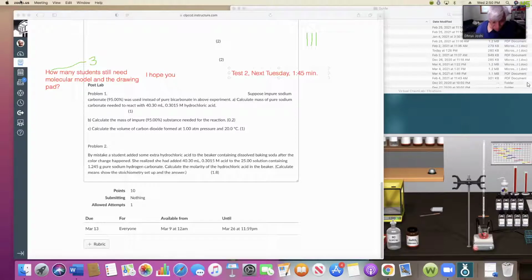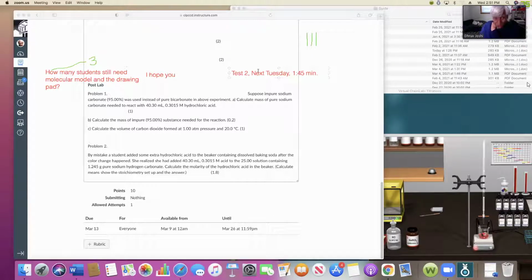Okay, time to come back. I have 2 questions. How many students still need the molecular model and the drawing pad? So I can tell them, and I find out that they have enough, and then I can send an email to the class, and you have to fill out the papers and send them back to me. And then we'll know when you can pick it up. That's number 1.